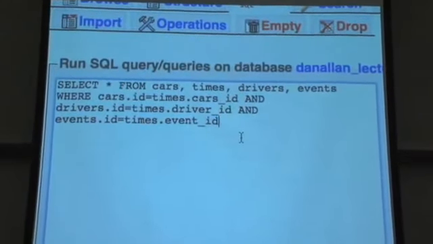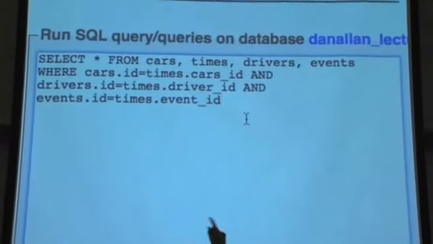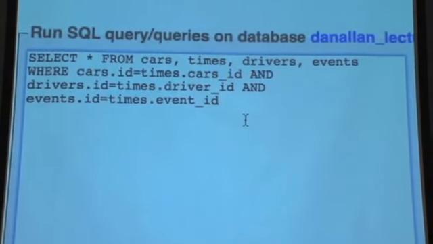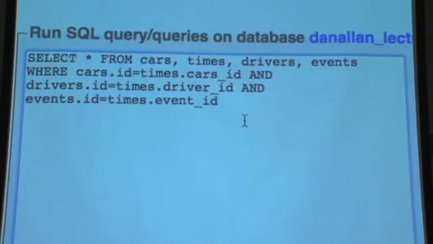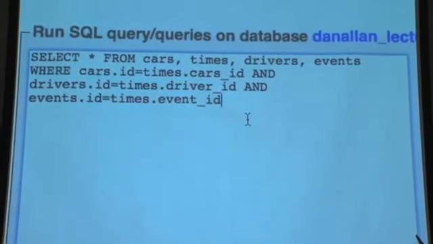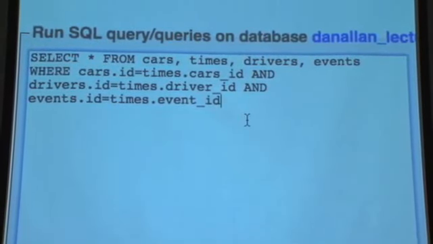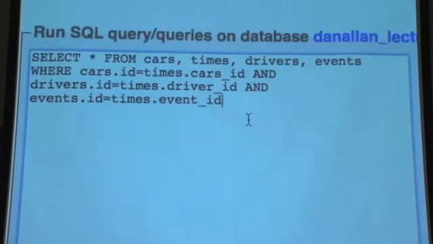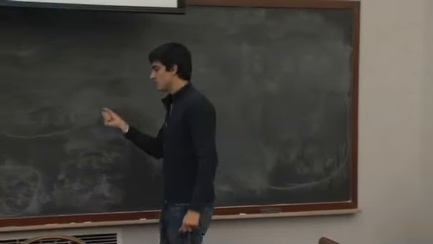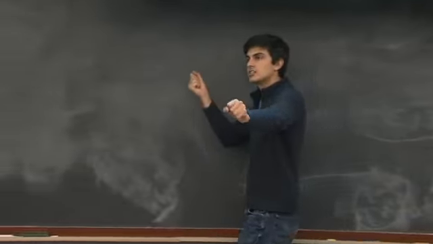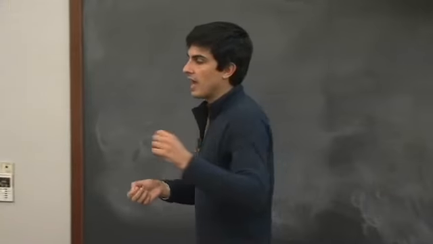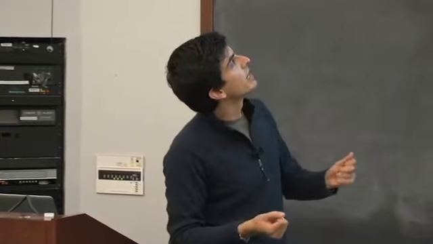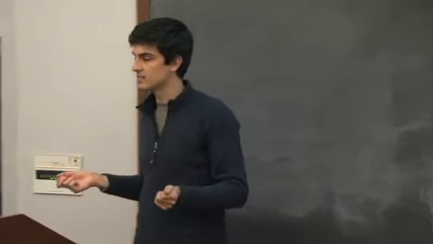We're combining the data from all of these tables, so we're selecting all fields from the cars table, the times table, the events table, and the drivers table, and we need to make sure that they can all match in some way. So the ID field from the cars table has to match the car ID field from times, and the driver ID has to match the driver ID from times, and the event ID has to match the event ID from times. So we're matching them all through this times table.